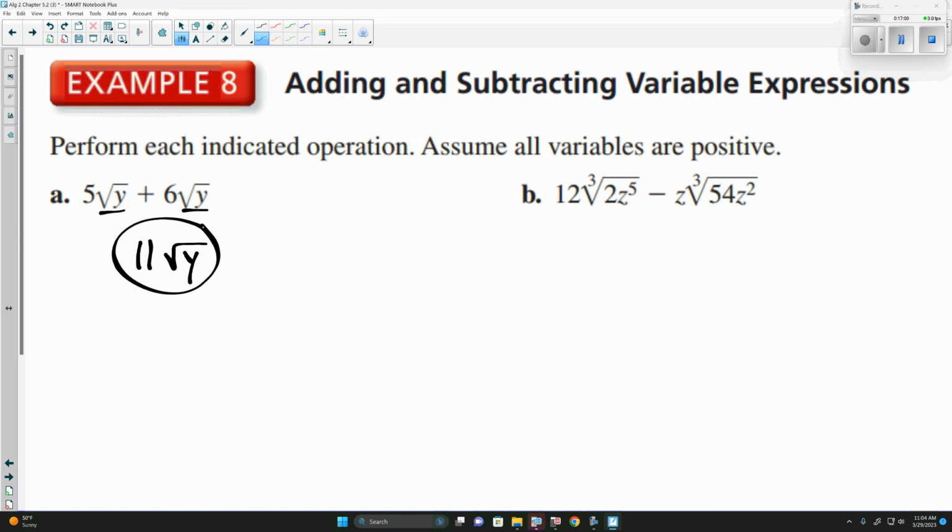Now that brings the question for the next one. They're not the same. Because here we have just the cubed root of 2z to the 5th. This one here we have 3 cubed roots of 54z squared. We need to get them to be the same by simplifying them.